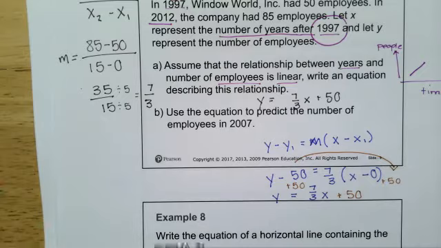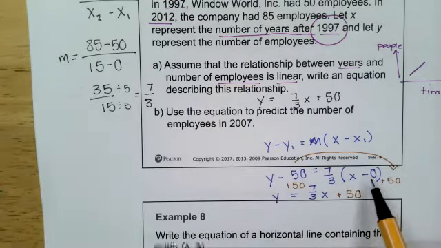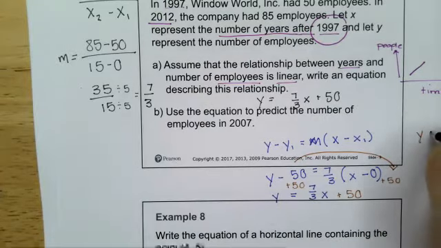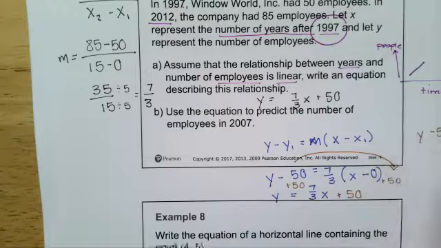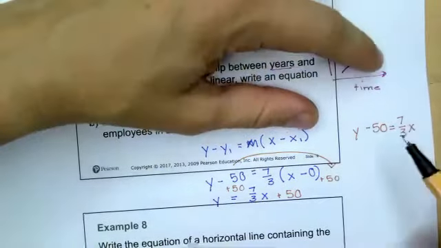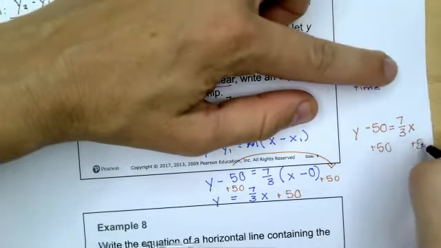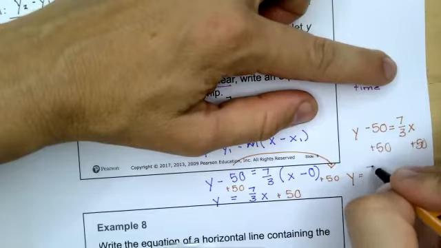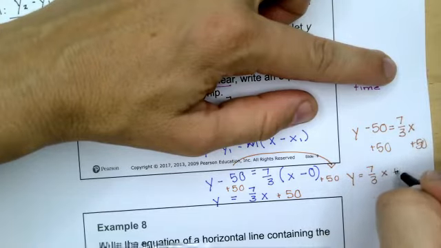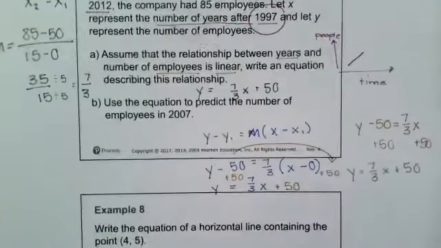Good. So 7/3 times x was 7/3 x, 7/3 times a 0, I'm not even going to include it. So that was y minus 50. Sorry, I kind of skipped a step, so I want to go back. y minus 50 equals 7/3 x. And then I need to move that 50. So I add 50 here, add 50 here. I get y equals 7/3 x plus 50. Good. That's my equation.